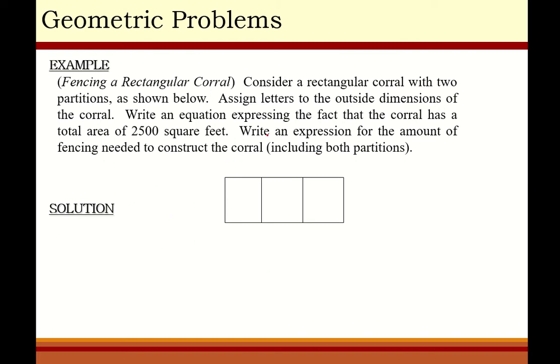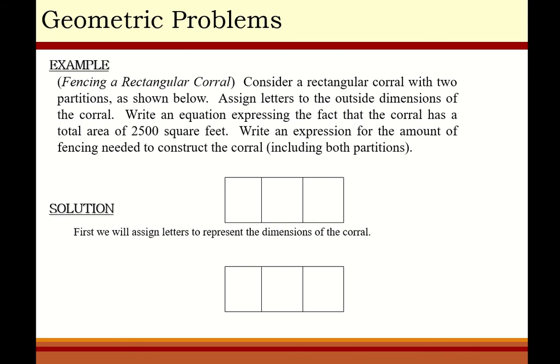So here, first, without this part, if you are not going to include this one, we just need to solve for the expression of the amount of fencing of the corral, only this one. Now if we consider including both partitions, you have to consider these partitions here. Alright, so the solution: first we will assign letters to represent the dimensions of the corral.